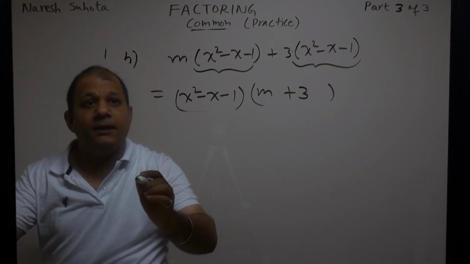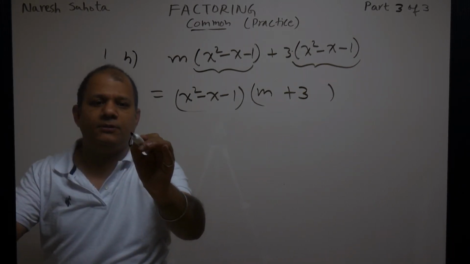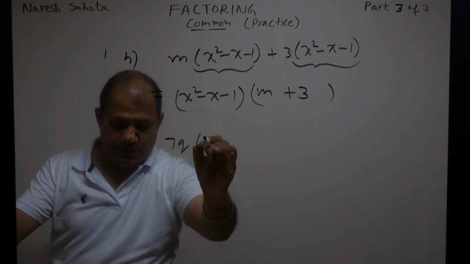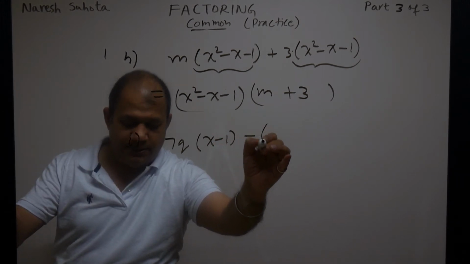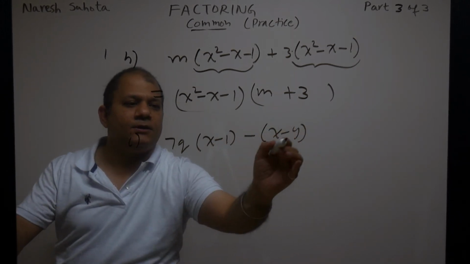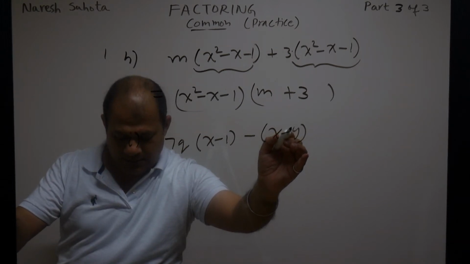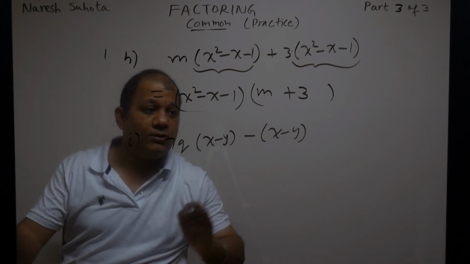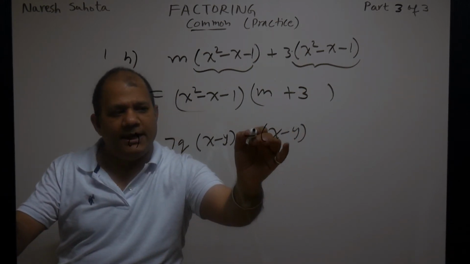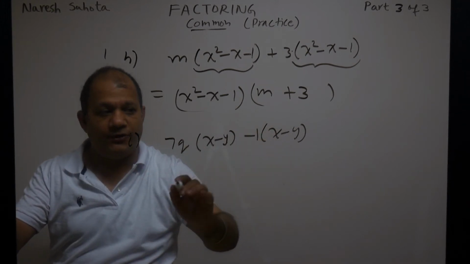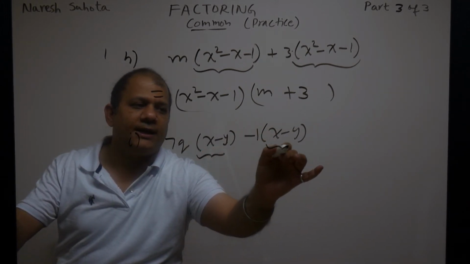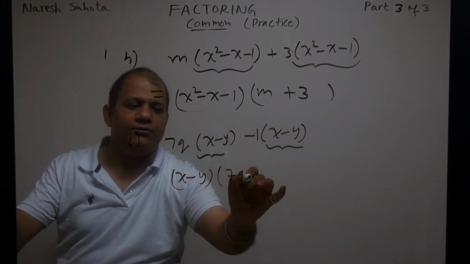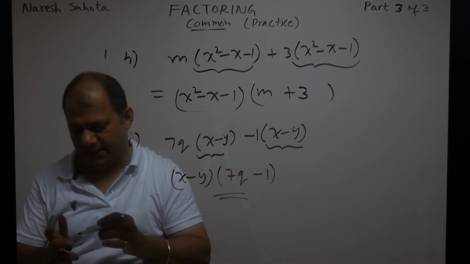Okay. And now let's do the last question, I. So we have 7q times x minus y minus x minus y. So again, I'm going to put 1 here, just so that I'm very clear. So the common factor is the bracket x minus y, and then I'm left with 7q minus 1. So that's the end of that.